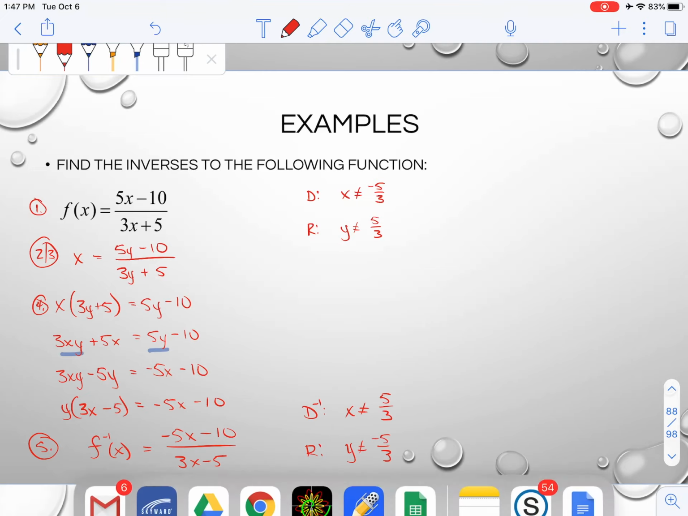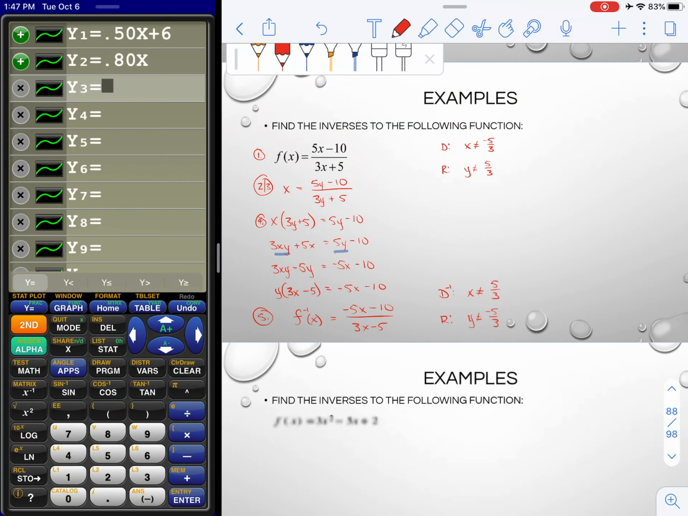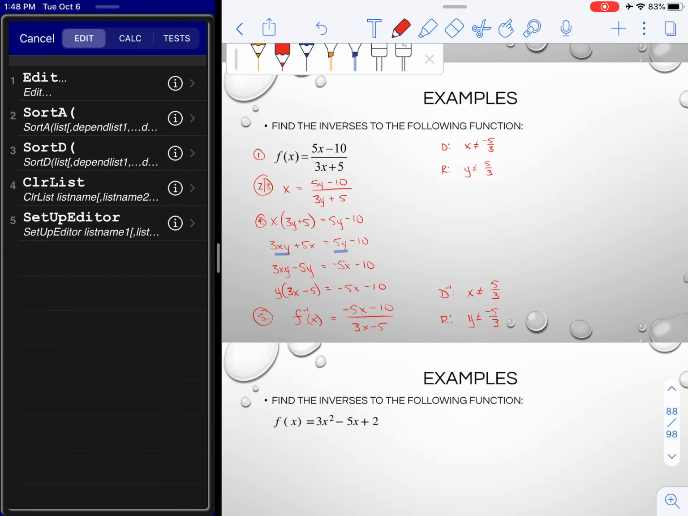If I graph these, it's just going to be really confusing, but let's give it a shot. Okay, so let's do this with the graphing calculator, since this is one that you guys don't yet know how to graph. So my first equation is going to be f of x, so I'm going to have 5x minus 10 divided by 3x plus 5. My second equation, we're going to have negative 5x minus 10 divided by 3x minus 5. Oops.